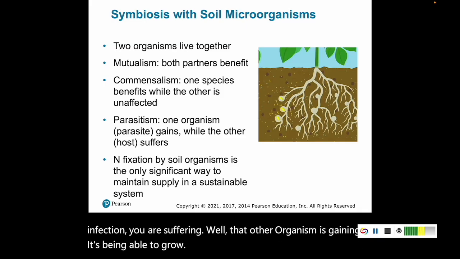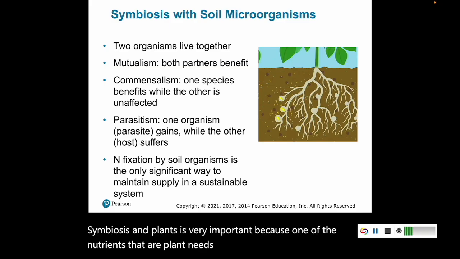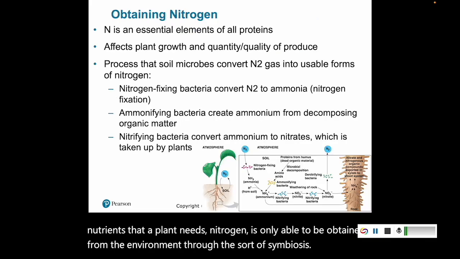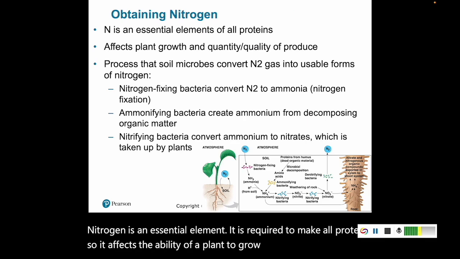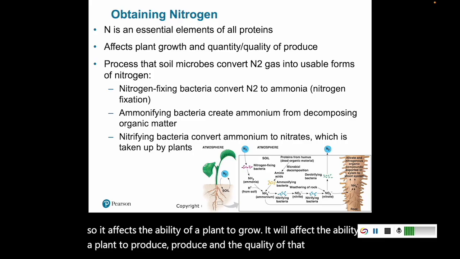Symbiosis in plants is very important because one of the nutrients that a plant needs, nitrogen, is only able to be obtained from the environment through this sort of symbiosis. Nitrogen is an essential element. It is required to make all proteins, so it affects the ability of a plant to grow. It will affect the ability of a plant to produce produce and the quality of that produce that is made.